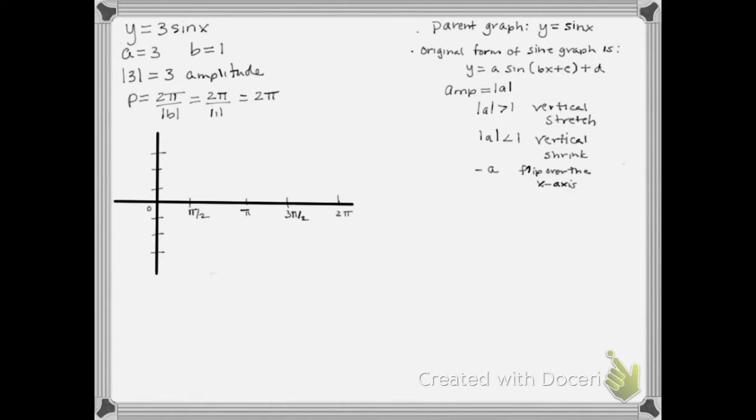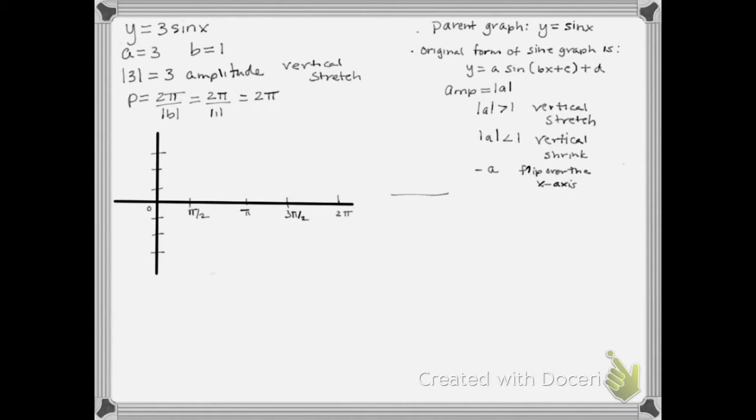Alright, so again, I have my graph drawn, and I have 0, pi over 2, pi, 3 pi over 2, and 2 pi as my angles. And since I have a vertical stretch, because the absolute value of my amplitude is greater than 1, I have a vertical stretch. And the y values are going to be stretched from the original parent graph.